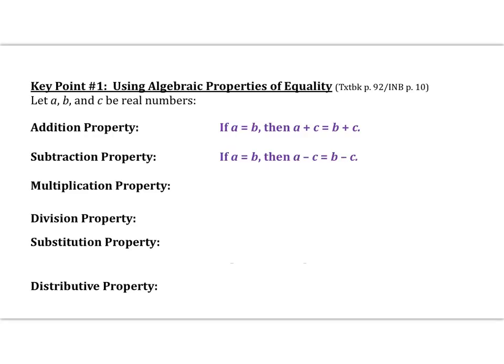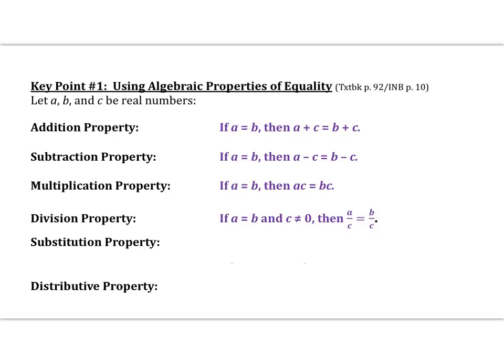Next, I have the subtraction property, and it's similar to the addition property in that it states if A equals B, then A minus C equals B minus C. Again, same value subtracted on both sides keeps it equal and balanced. Next, we have our multiplication property, and it states that if A equals B, then A times C equals B times C. So we have scaled by the same factor on both sides. In other words, I've multiplied by C, or some value C, on both sides.